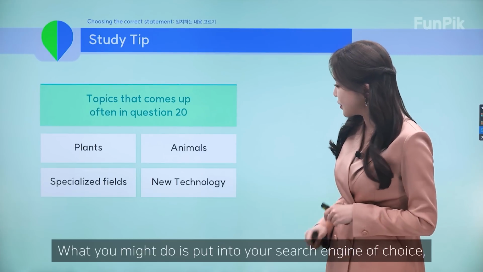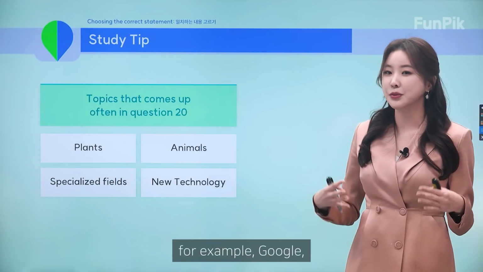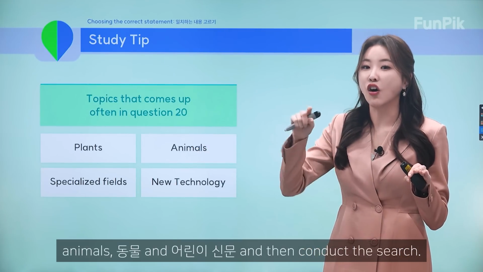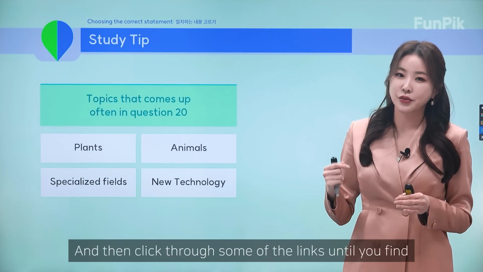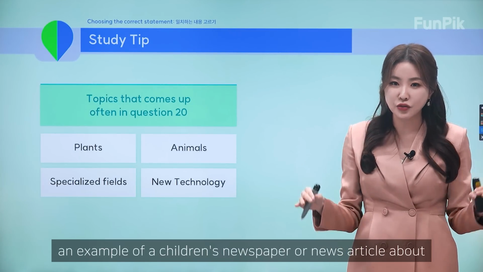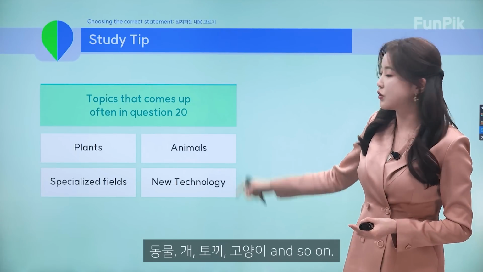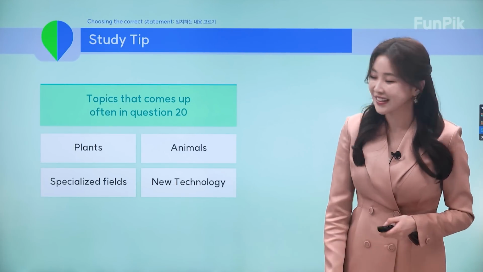So what you might do is to put into your search engine of choice, for example, Google, "animals, 동물, 어린이 신문," and then conduct a search. And then click through some of the links until you find an example of a children's newspaper or news article about 동물 or 개, 토끼, 고양이, and so on.